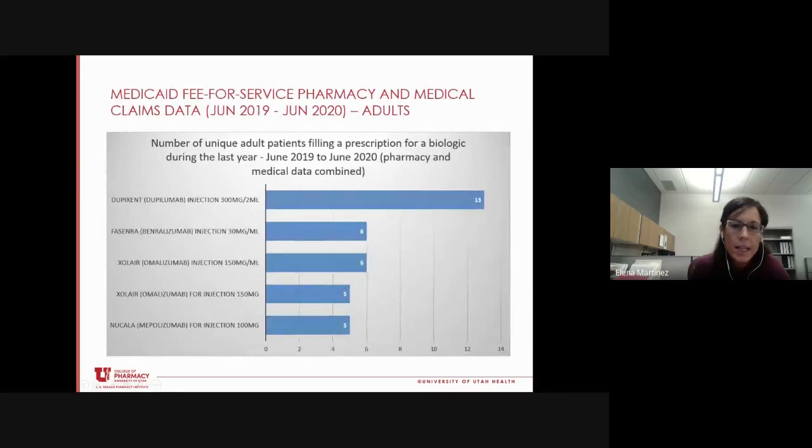And regarding utilization of biological treatments for asthma among the Utah Medicaid fee-for-service pharmacy and medical claims during the last year, from June 2019 through June 2020, only adults received these medications. Dupilumab was the most utilized biologic, with 13 patients receiving this agent, followed by omalizumab, benralizumab, and mepolizumab.